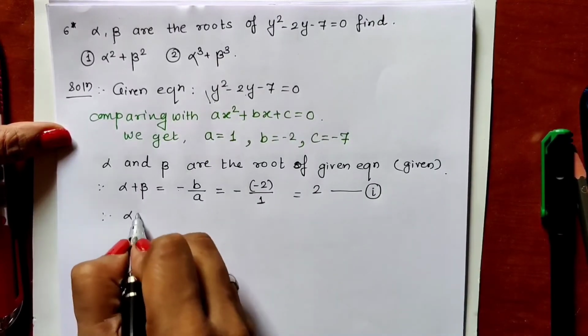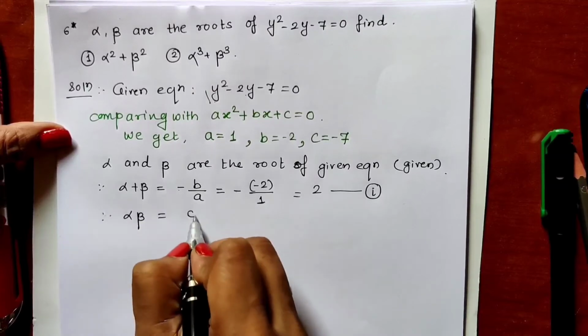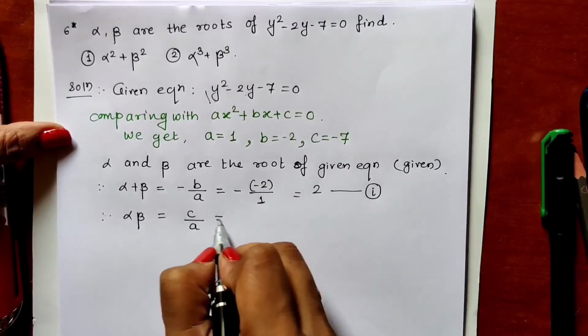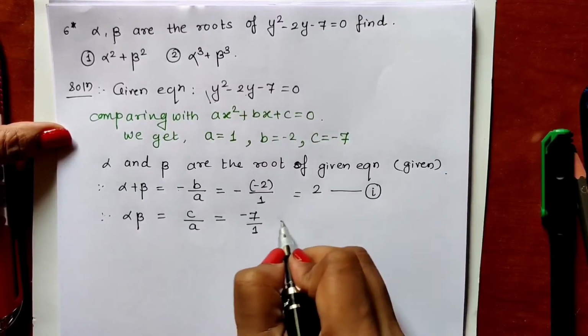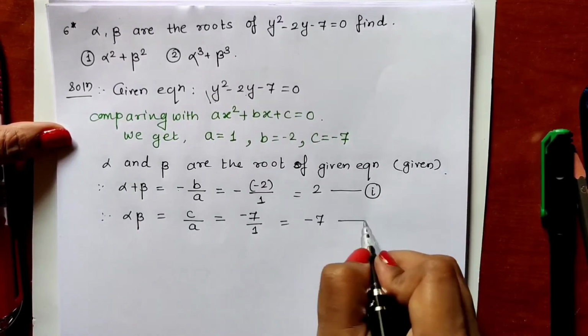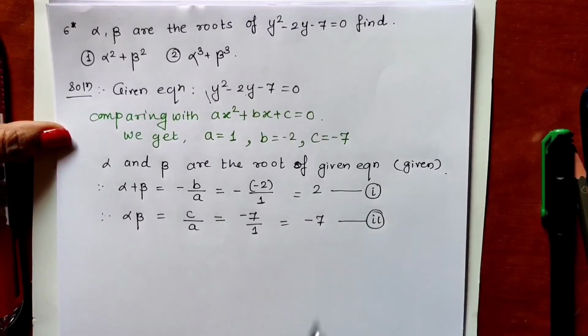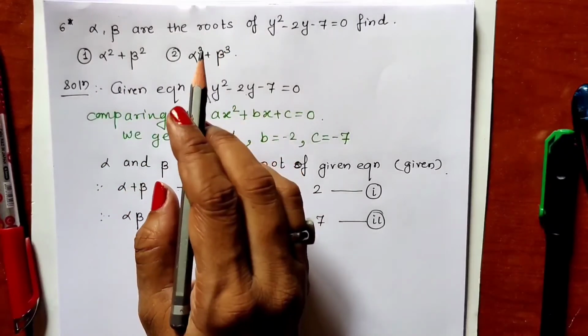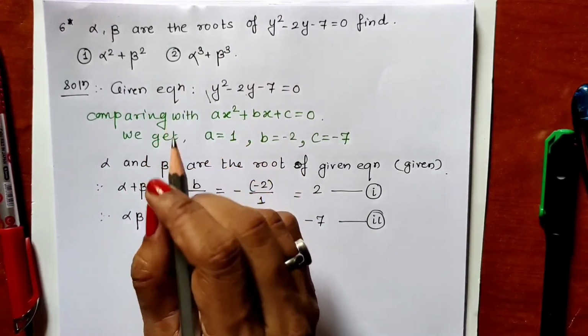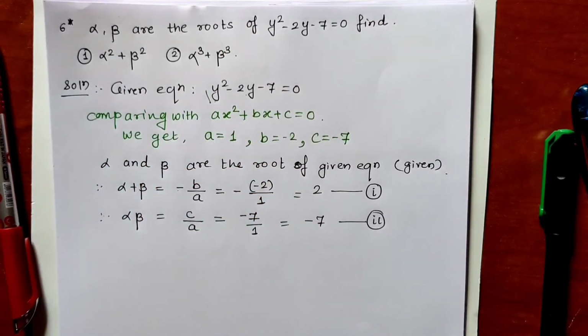Now let us get alpha into beta. Alpha into beta is c upon a. So c is minus 7 upon a is 1. So minus 7 will be the second equation. Now let us see the formula. First formula is alpha plus beta. Alpha square plus beta square value we will have to find out. So let us get one formula here.